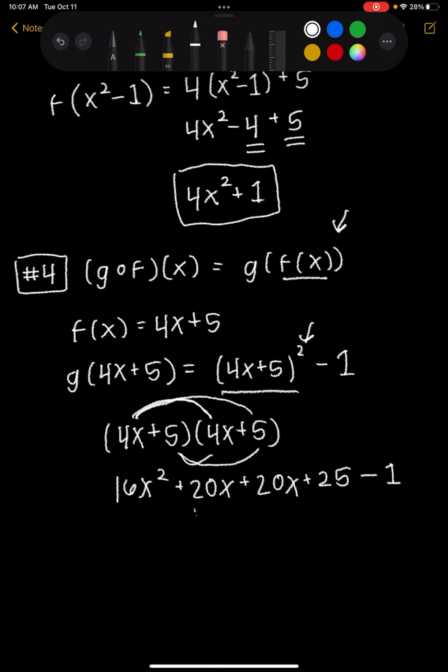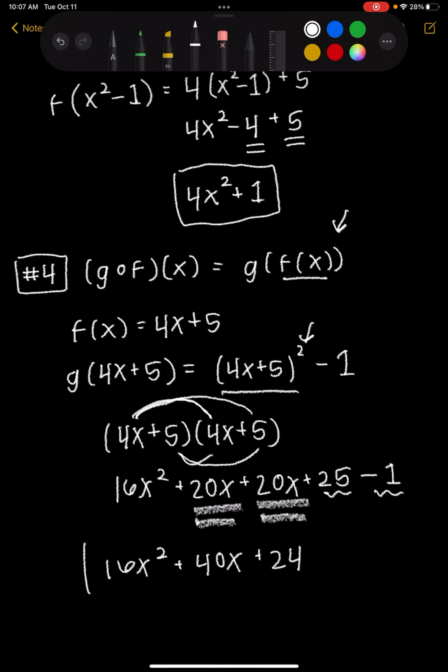Now we can combine like terms. We've got a 20x and a 20x, and then we've got a 25 and a negative 1. So our final answer would be 16x squared plus 20x plus 20x is 40x, and then 25 minus 1 is 24. That is my final answer. And there we have it, composition of functions.